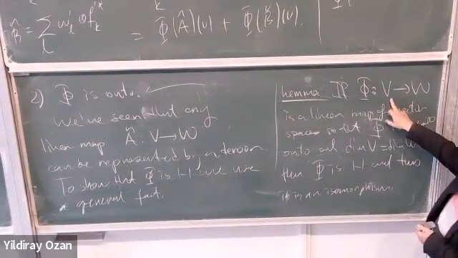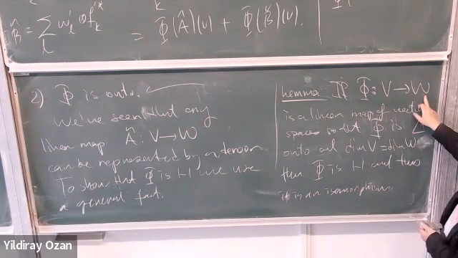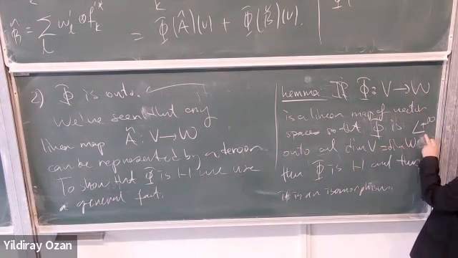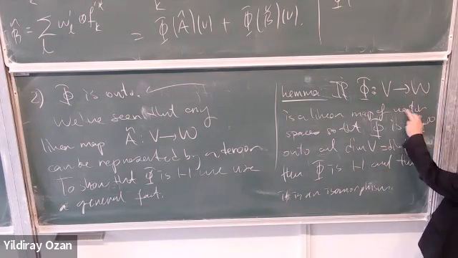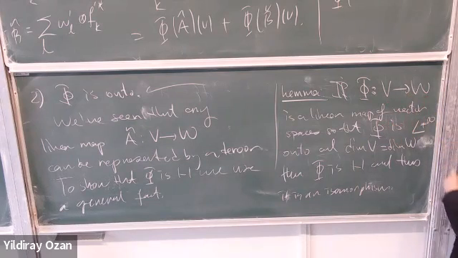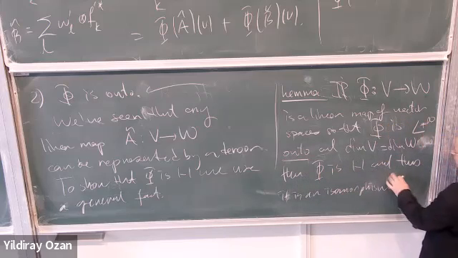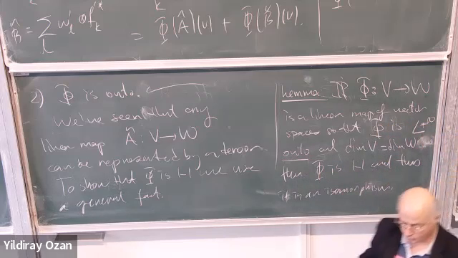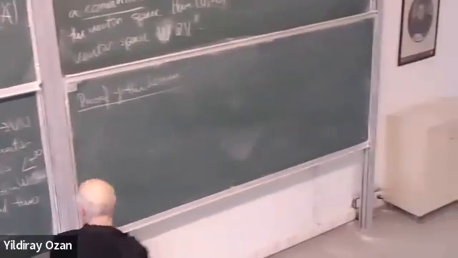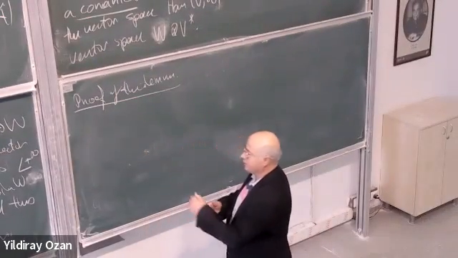We want to prove this. If you have a linear map between two vector spaces of the same finite dimension, then if it is onto, then it is one-to-one and it's an isomorphism. So this is what we want to prove. Well, we can prove it this way.